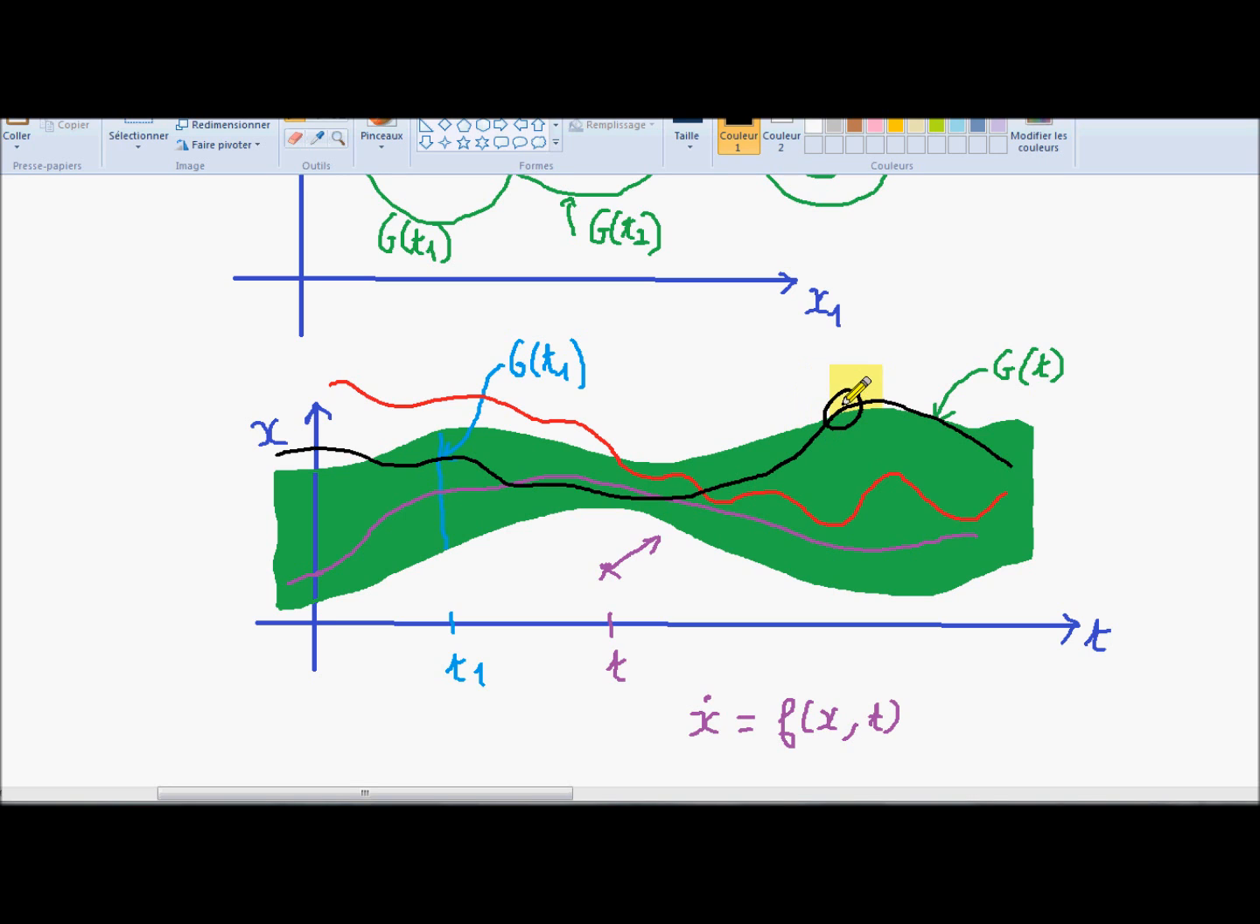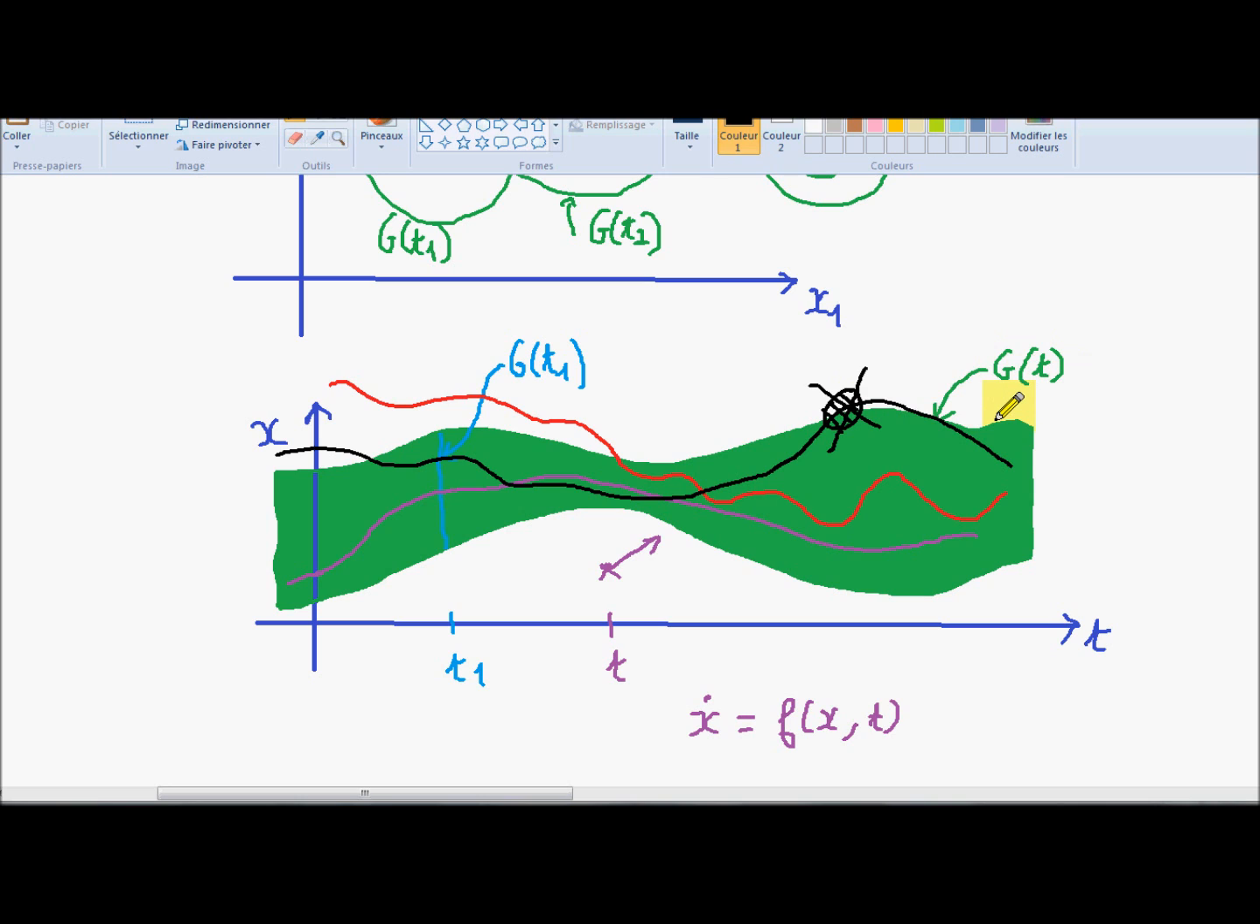As we'll see later, to prove that I have a capture tube, I will have to prove that such a situation will never appear. So I will try to find such a point where a trajectory could go from inside to outside. And if I can prove that it is not possible, then I will have a proof that J is a capture tube.